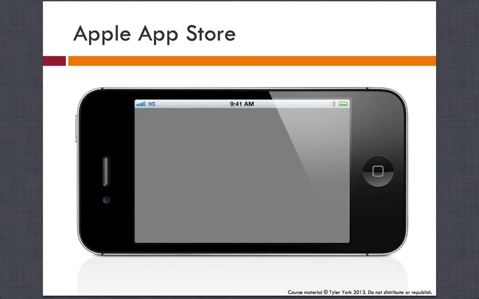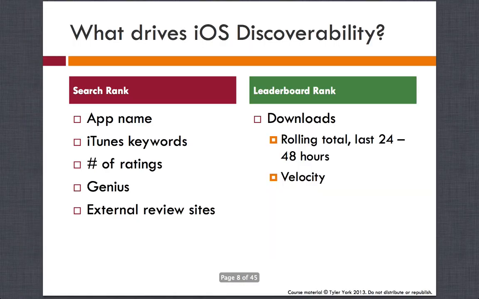So let's start with the Apple App Store. On iOS, discoverability is driven primarily through search and then the large leaderboards. And I would say maybe in terms of traffic, you would probably see the majority of it come from search, unless you have significant leaderboard ranking, in which case the vast majority will come from leaderboard ranking.